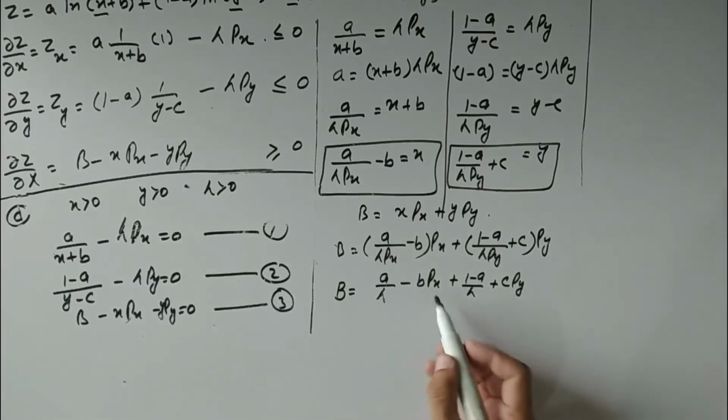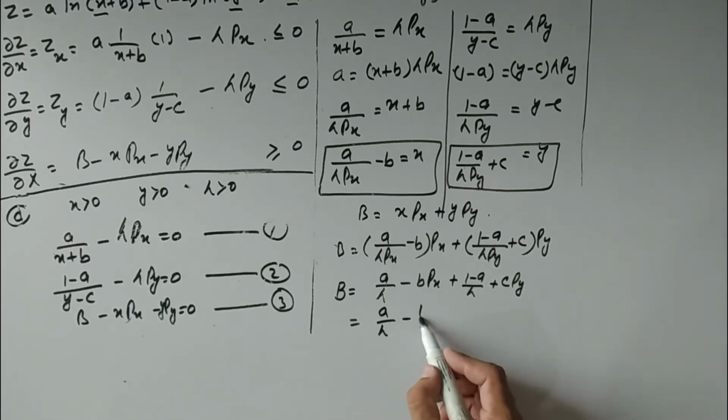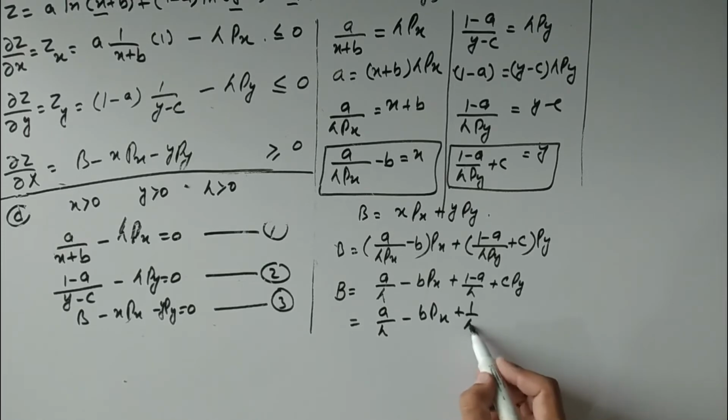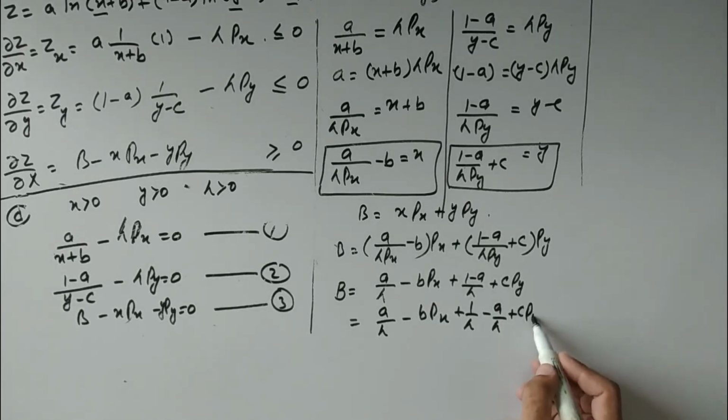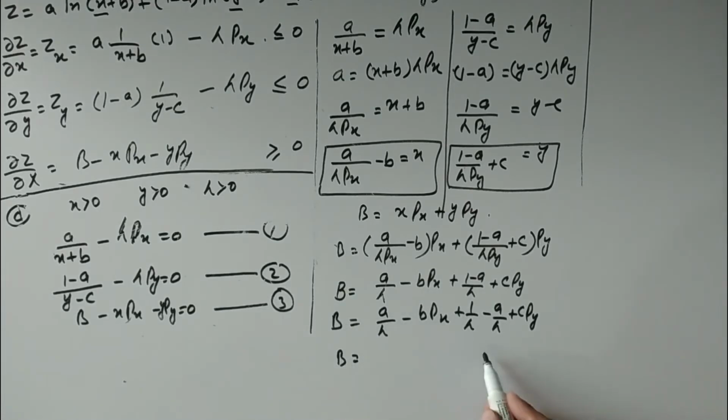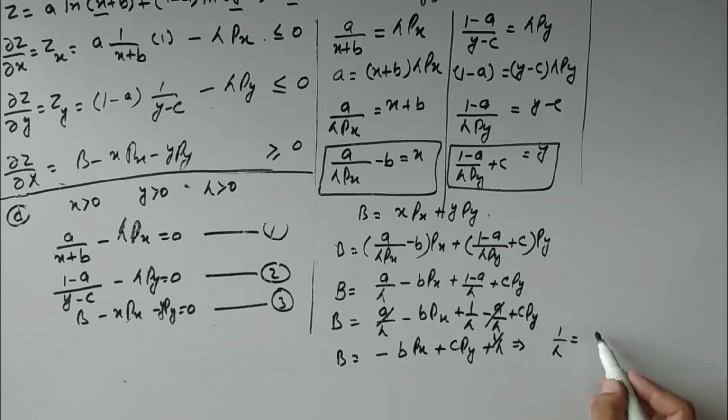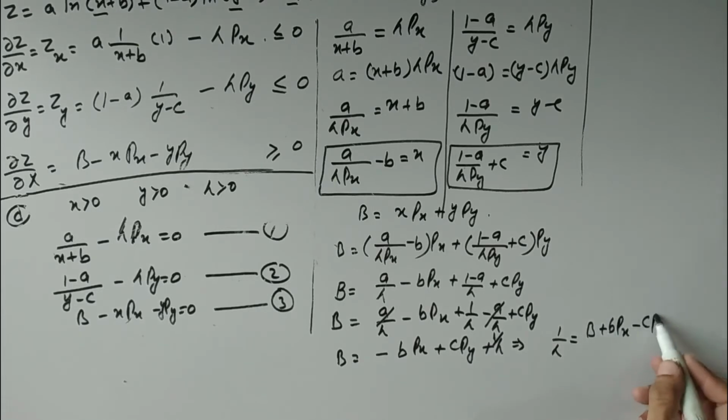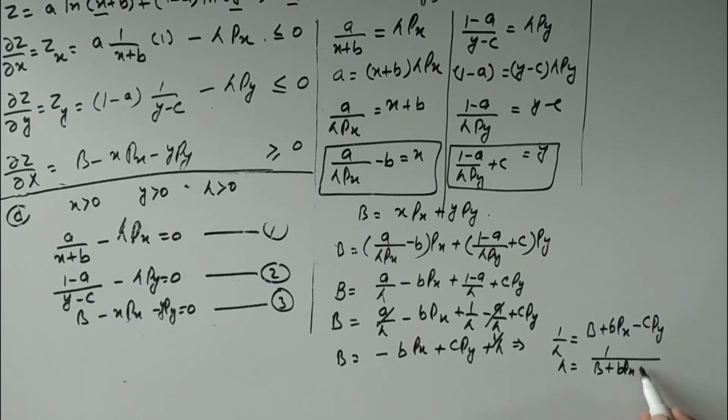Now I can further solve this equation: a upon lambda minus b p of x plus 1 upon lambda minus a upon lambda plus c p of y, equal to a b. So b will come equal to, this a will cancel out, so this will be a minus b p of x plus c p of y plus 1 upon lambda. So I can write that 1 upon lambda equals, shifting to the other side, b plus b p of x minus c p of y. So lambda will become equal to 1 upon b plus b p of x minus c p of y. This will be the value of lambda.